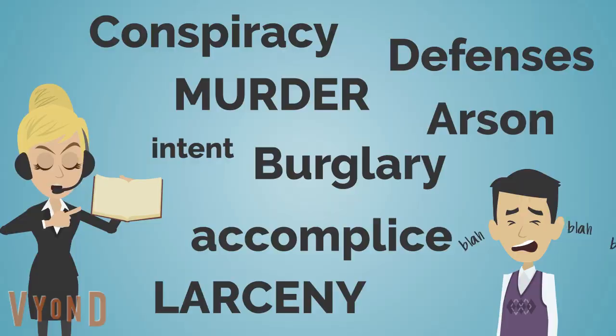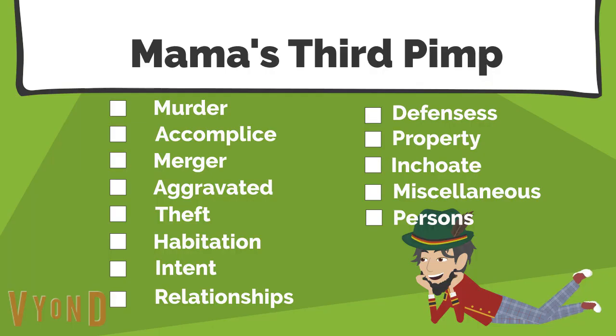The phrase we use is Mama's Third Pimp. These are sections that correspond with each letter. M is for murder. A is for accomplice. The second M is for merger. The second A is for aggravated. The T is for theft, which is the codification of larceny and all the variations which we will review shortly. H is for habitation. I is for intent. R is for relationships. D is for defenses. The first P is for property, as in personal property. The second I is for inchoate. The M is for miscellaneous, and the final P is for person or crimes against people.